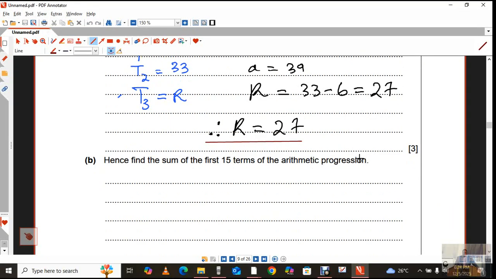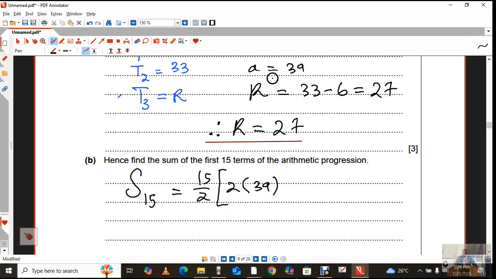Right. So what do we know? The sum of the first 15 terms will be 15 over 2, we have a bracket, 2 times our A, which was 39, remember, and then plus 15 minus 1 times D, which is negative 6.